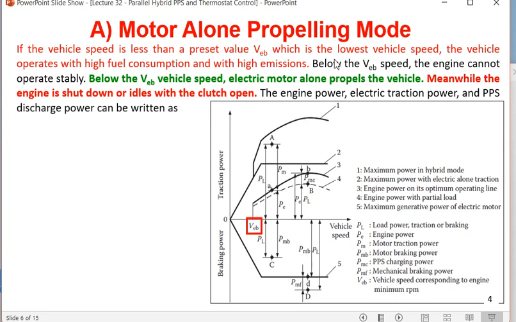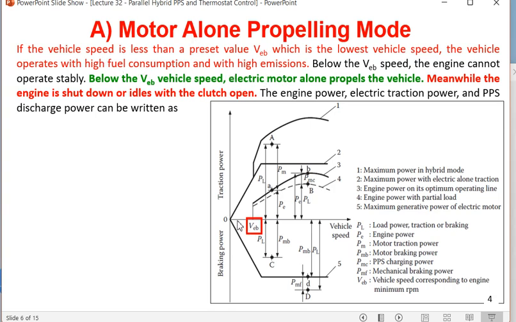So VEB is the lowest vehicle speed for high fuel consumption and high emission. VEB is the lowest speed for the engine. This is not the lowest speed for the vehicle; the lowest speed for the vehicle is 0. But VEB is the lowest vehicle speed for the engine. So if the vehicle speed is less than a preset value VEB, preset for the engine, the vehicle operates with high fuel consumption and high emission.